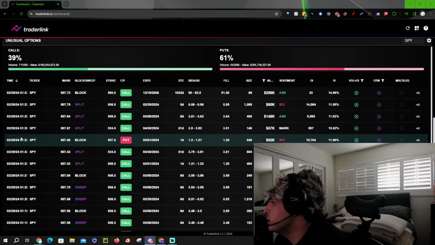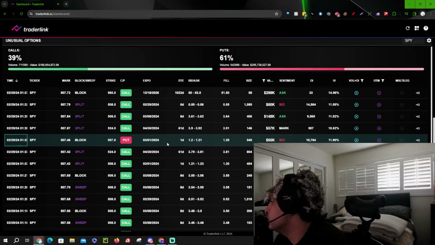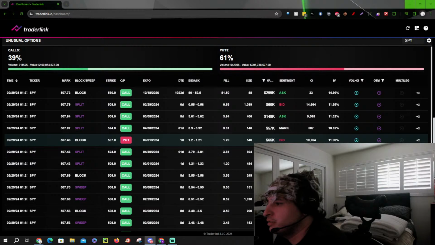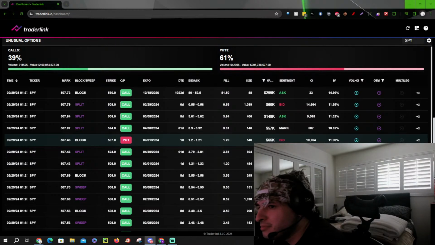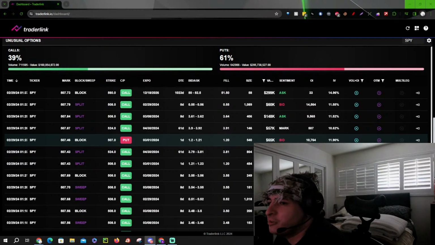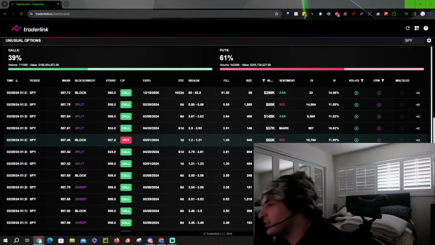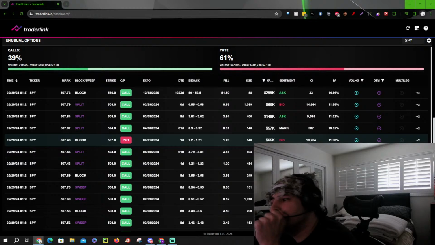So this one just came in, not that long ago, looks like. Did this guy short the bottom? Actually, it's not part of a multi-leg. This guy getting cooked right now. Unless he's right though. Was me.